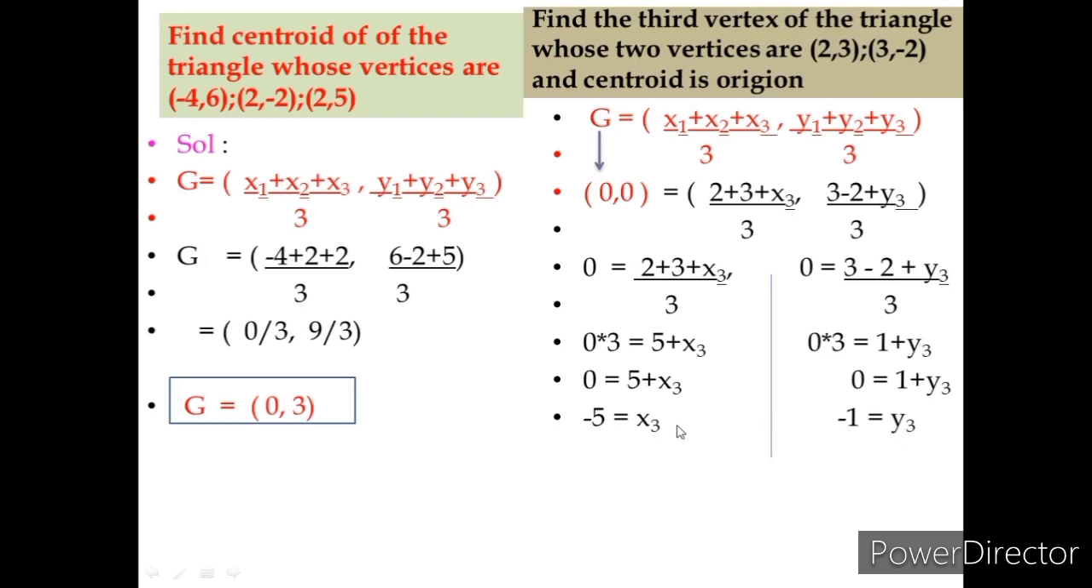Therefore what are x3 and y3? These are the coordinates of the third vertex. Therefore the third vertex is, first you write the x3 value, minus 5, thereafter y3 is minus 1. It is a very simple thing. Okay, now you have to observe the problems here.